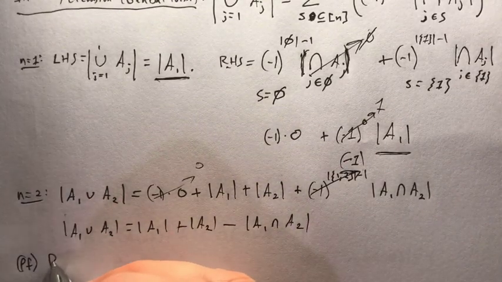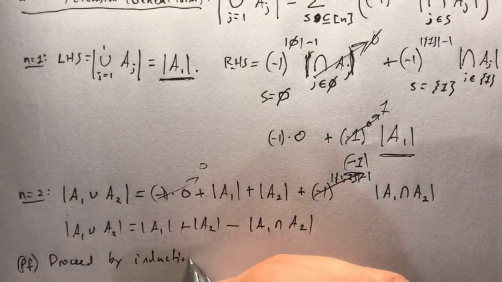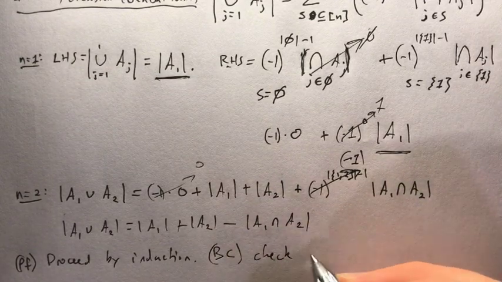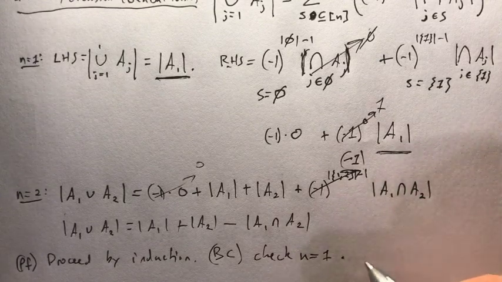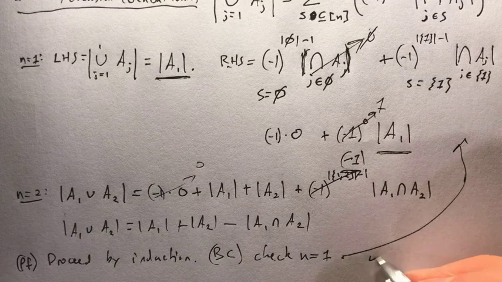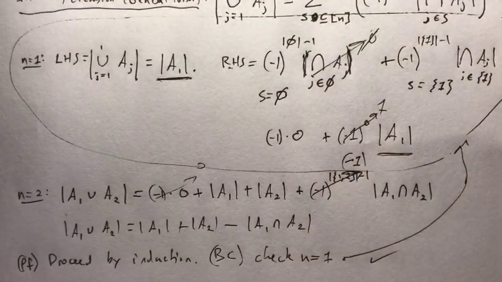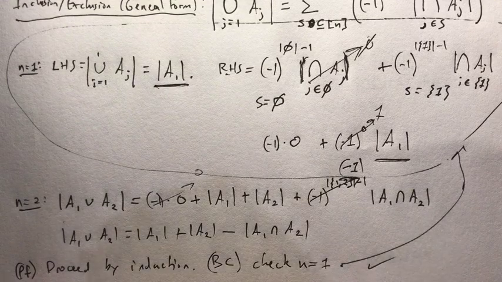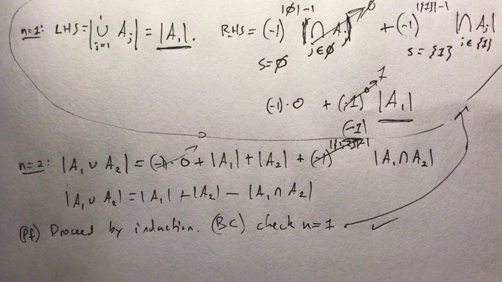We'll proceed by induction. The base case is to check that it holds for n equals 1. And we checked that right up here, so it does hold for n equals 1. That was the thing that we did. So we've got the base case knocked out just by verifying the formula when we first looked at it. The tricky part, and not even that tricky, is going to be the inductive step.